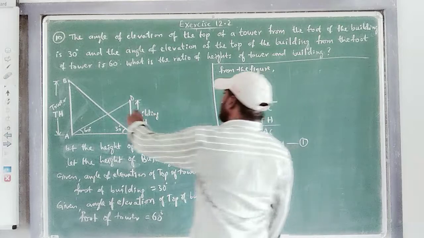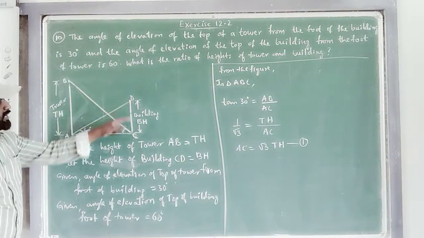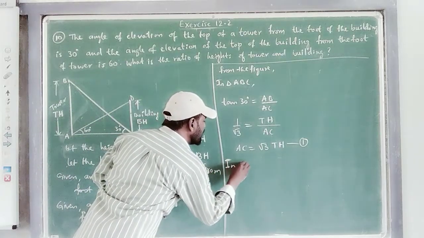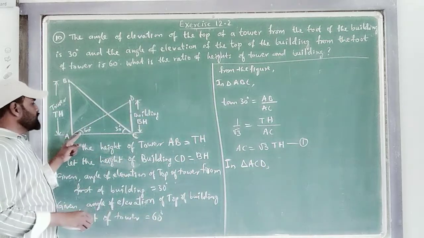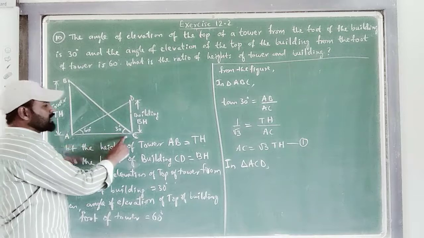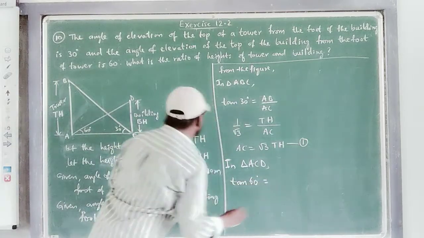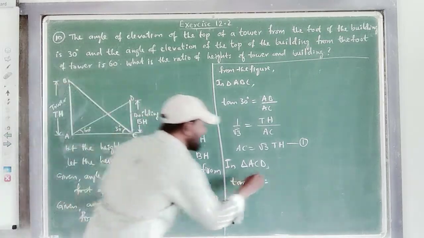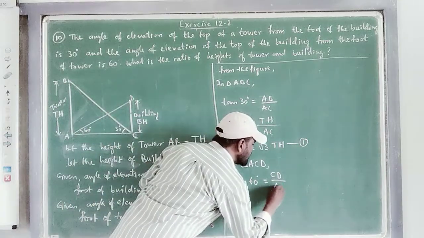Now the building is involved. CD is involved in which triangle? ACD triangle. In triangle ACD, which is the angle here? 60 degrees. So with respect to 60 degrees, this is the opposite side, this is the adjacent side. So tan 60 degrees is equal to opposite by adjacent. Building is what? CD. So opposite side CD, but adjacent side again AC only. AC is common in both.